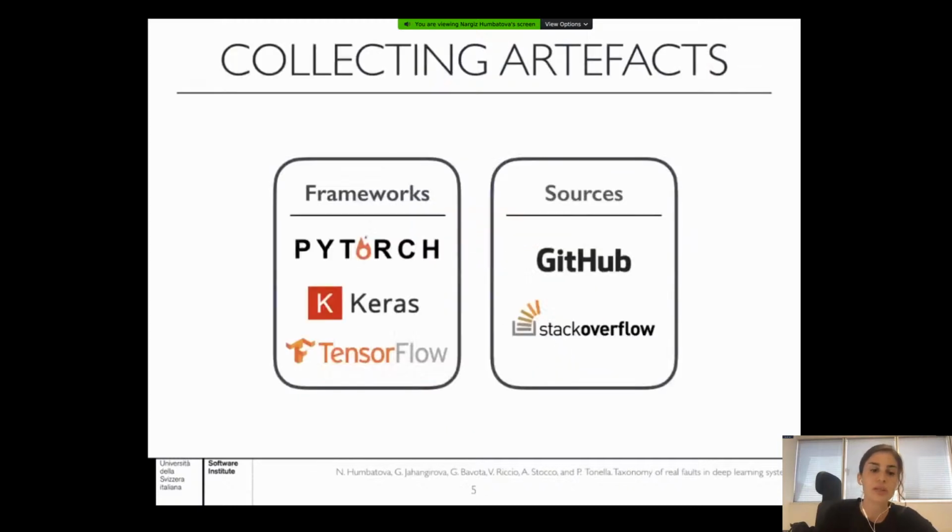So we started by identifying the most popular frameworks that provide developers with building blocks to implement their models. And these happened to be PyTorch, Keras, and TensorFlow. Then, to collect the information on faults that occur during development with these frameworks, we referred to GitHub and Stack Overflow, which are two large platforms that are massively used for issue reporting. In total, we were able to compile a dataset of more than 6,000 issues.